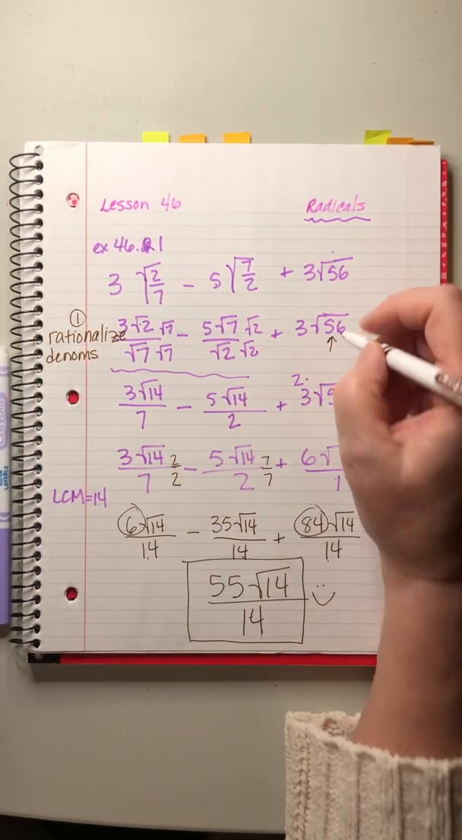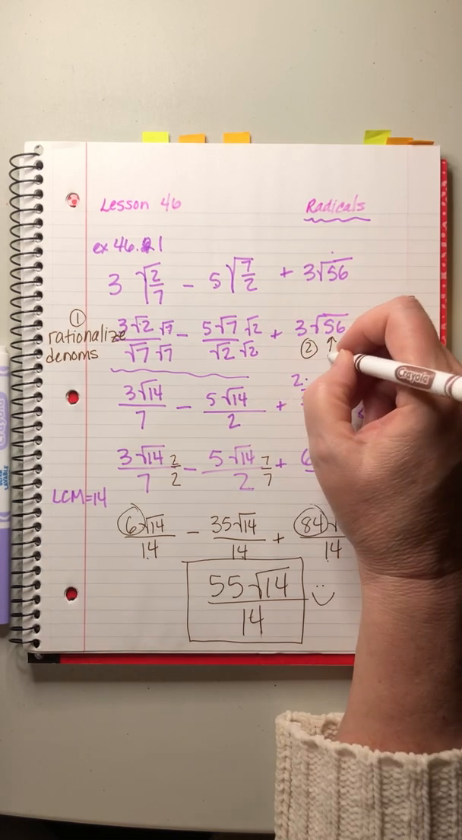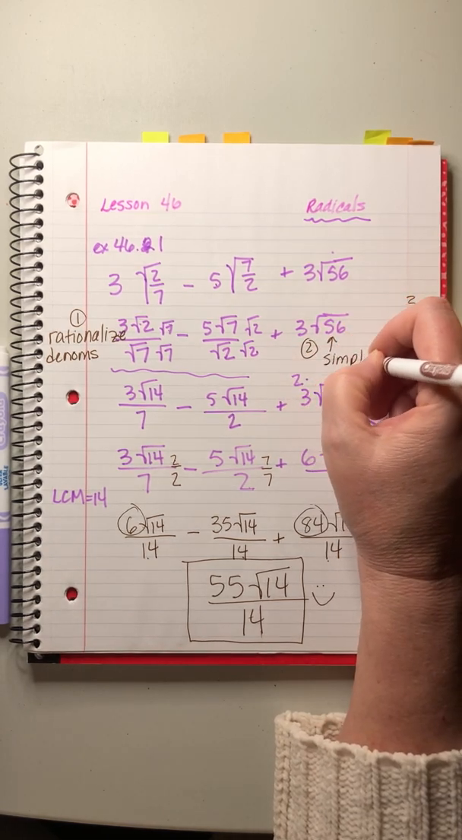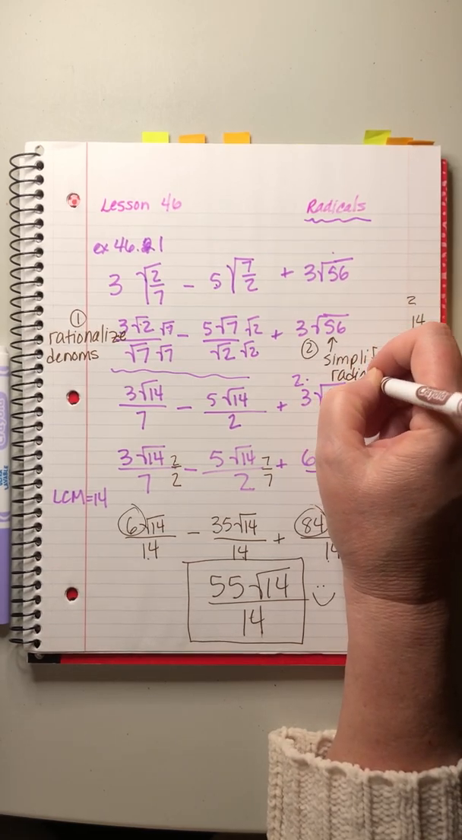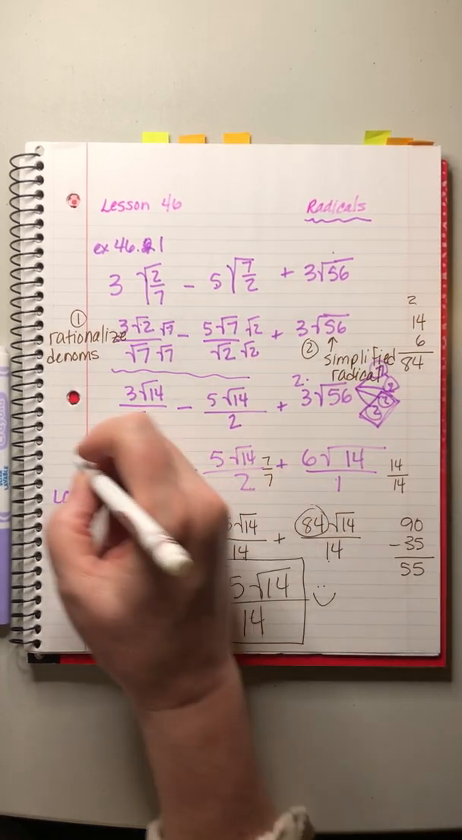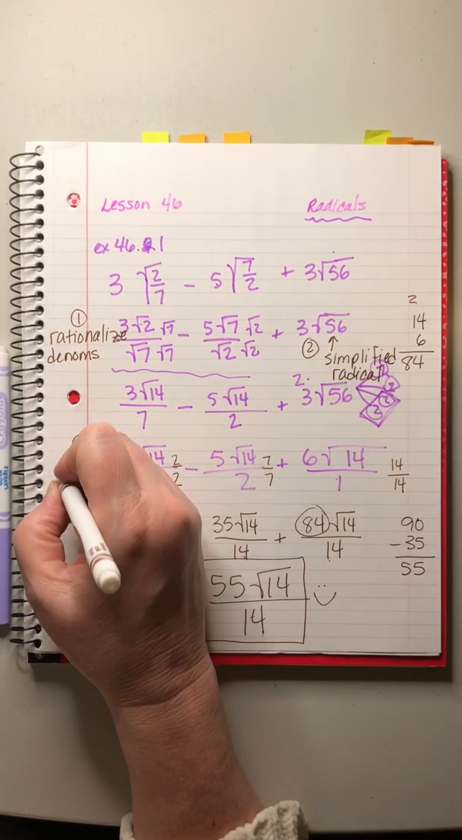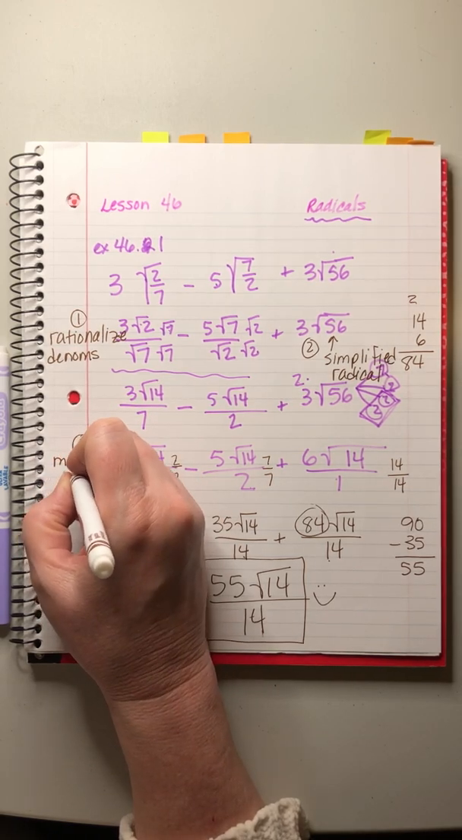Then, over here, we simplified the radical. And then here, we made the denominators match.